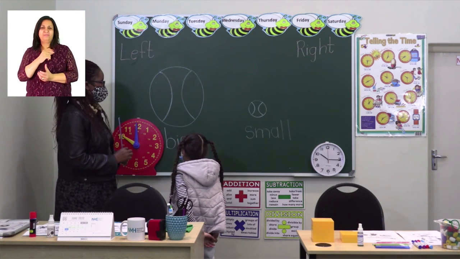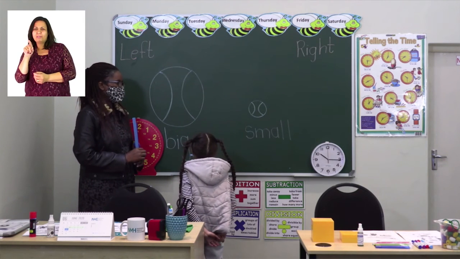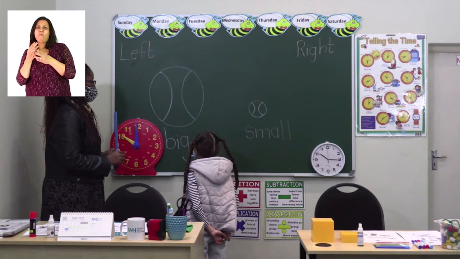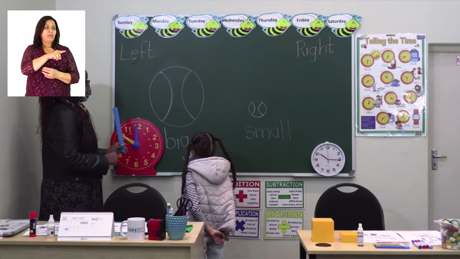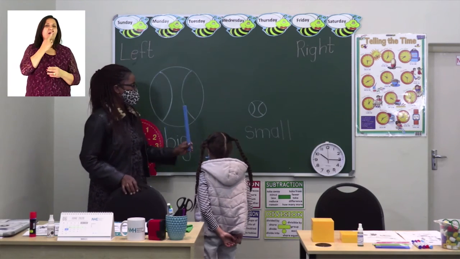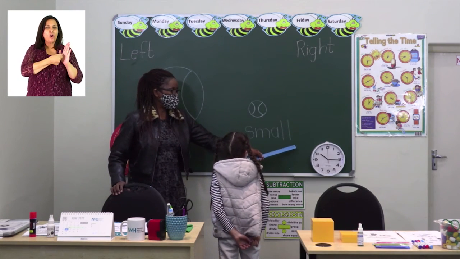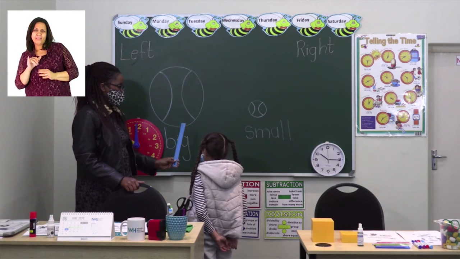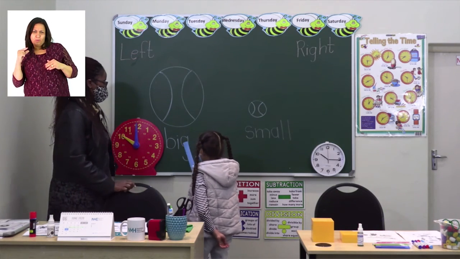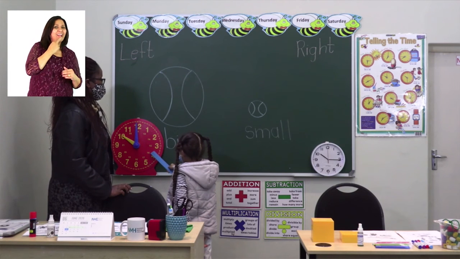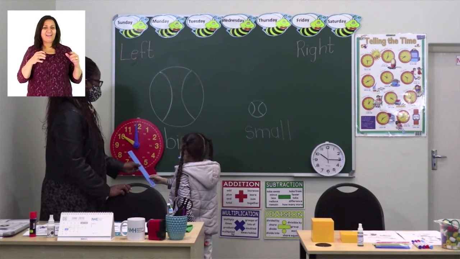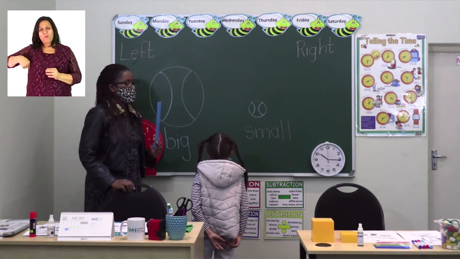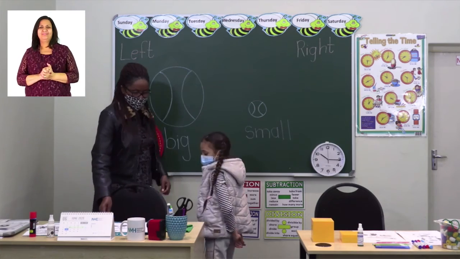Good. Let's look at the other two things that I have on the board. I have a clock, a red clock, and I have a white clock. Which one of the two clocks is big? Can you point to it, my friend? Yes, the red clock is big and the white clock is small. Well done. Let's get back to our chairs.